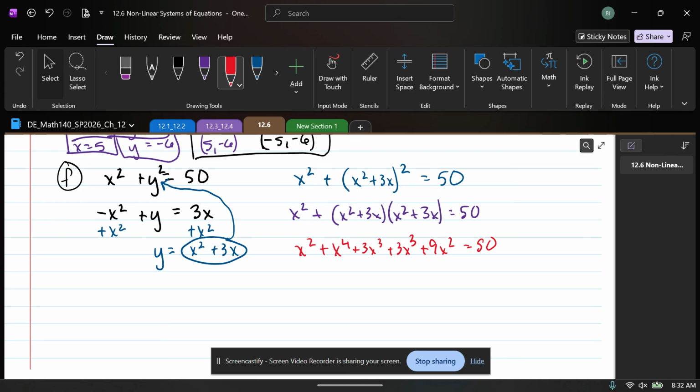Now I'm going to combine like terms. So the x squareds go together, the x cubes go together. All right, so we have a 4th degree polynomial to solve. So if I'm going to solve a polynomial, I need to get it equal to 0.